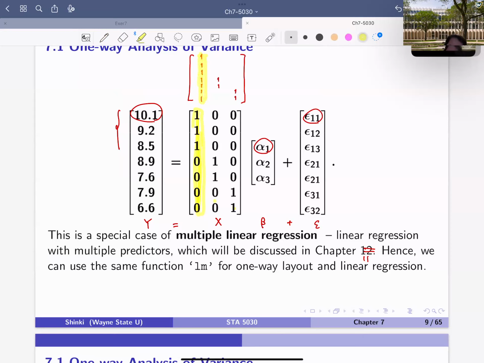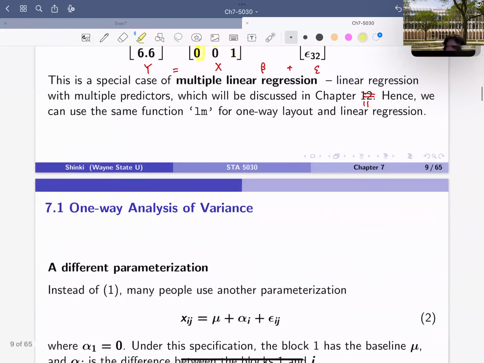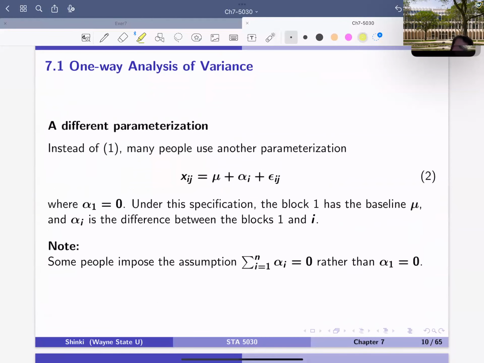In linear regression, the first vector represents an intercept, so it's always 1. So if we modify this as 1, 1, 1, 1, 1, 1, 1, that is another expression of ANOVA. That is x_ij is equal to mu plus alpha_i plus epsilon_ij. Here, i is equal to 1 and 2. I would say that x_ij is mu plus alpha_i plus epsilon_ij, and alpha 1 is equal to 0.